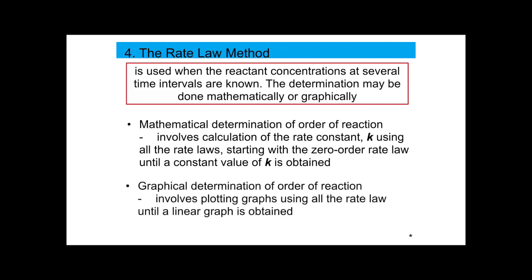Mathematical determination of order of reaction involves calculation of the rate constant k using all the rate laws, starting with the zero order rate law, until a constant value of k is obtained. Graphical determination of order of reaction involves plotting graphs using all the rate laws until a linear graph is obtained. We will focus on the graphical determination.